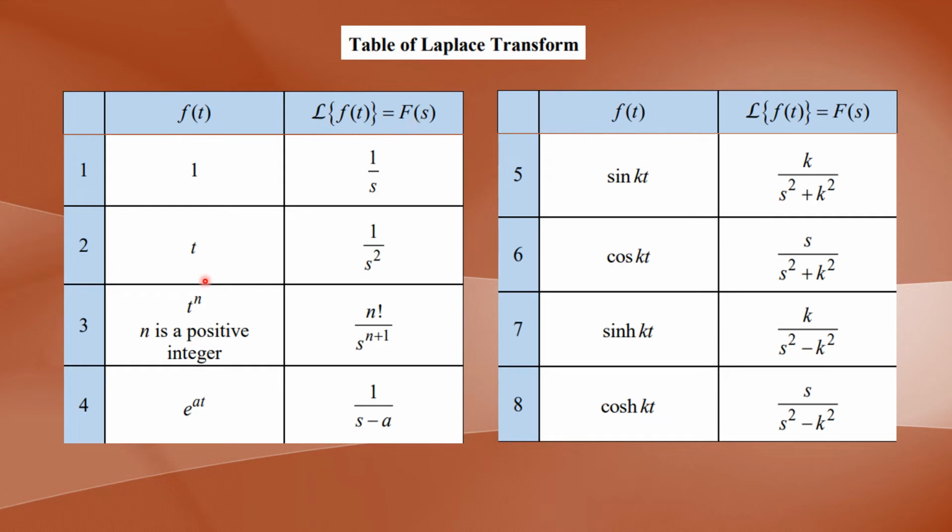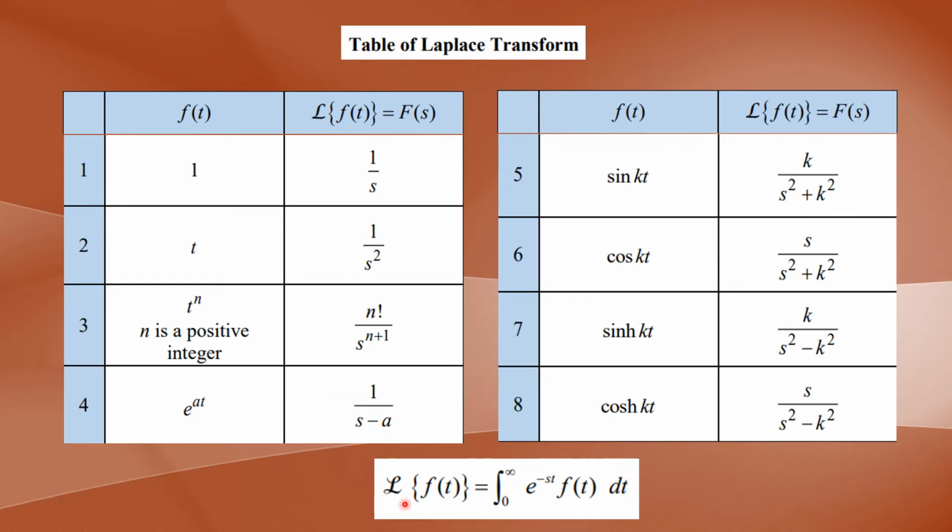Let's look at row number 4. F of t is given by e to the power of at. Earlier, we have found the Laplace transform of e to the at by using the definition of the Laplace transform, and the answer for the Laplace transform of e to the at is given by 1 over s minus a. So we can put the result in this table.